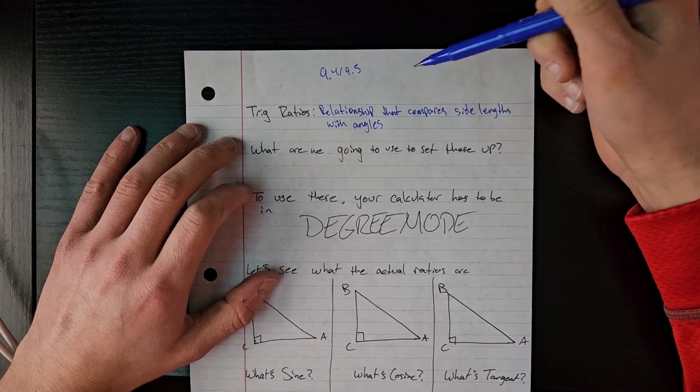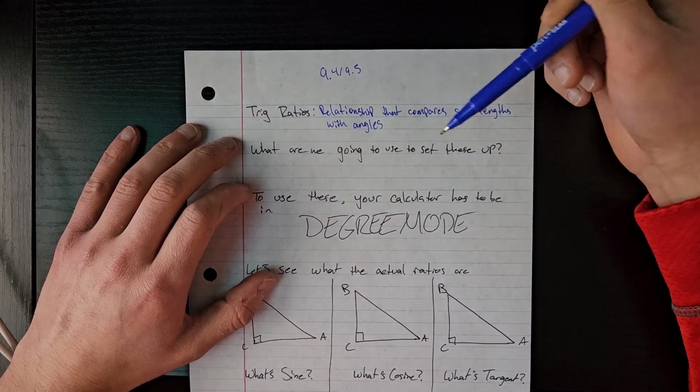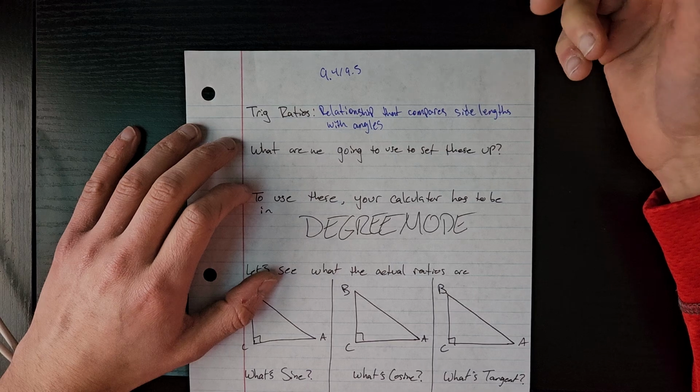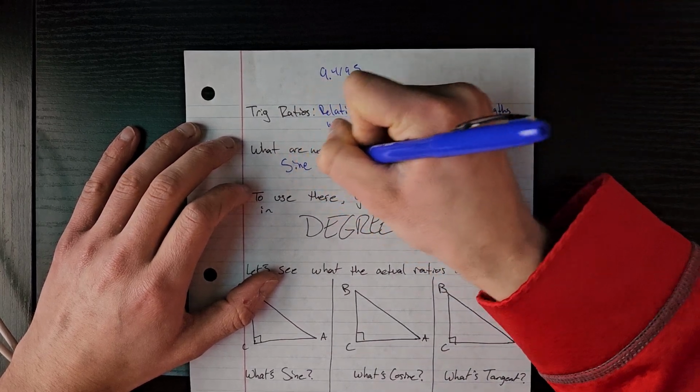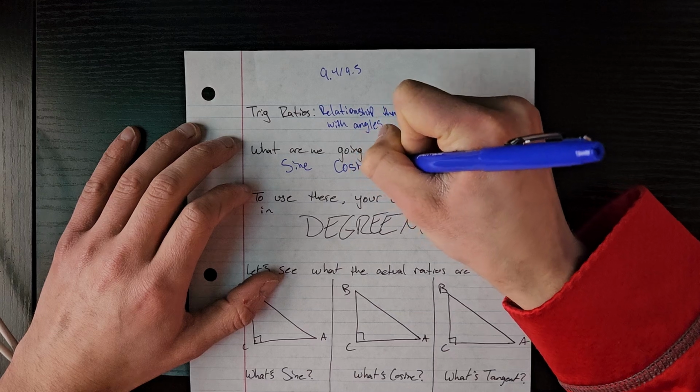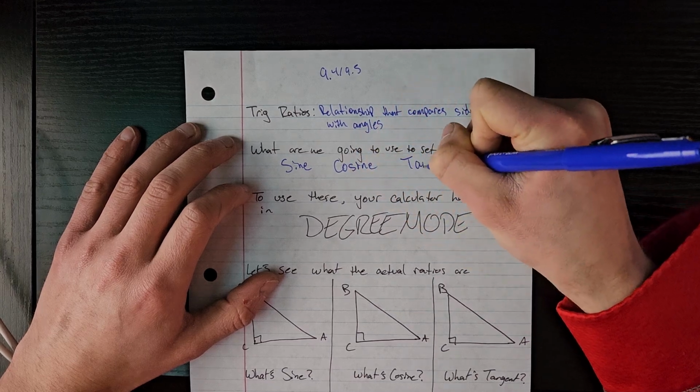Now, when we're talking about relationships with side lengths and angles, what are we talking about? What the heck is this? What we're really talking about is sine, cosine, and tangent. You may have heard of these before.